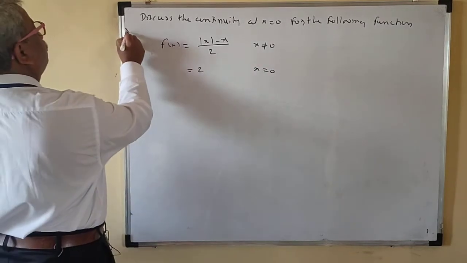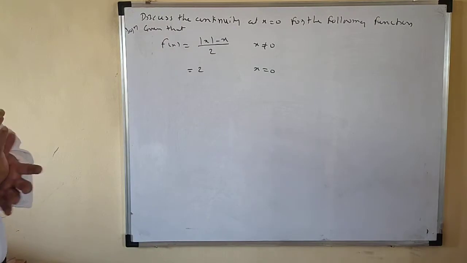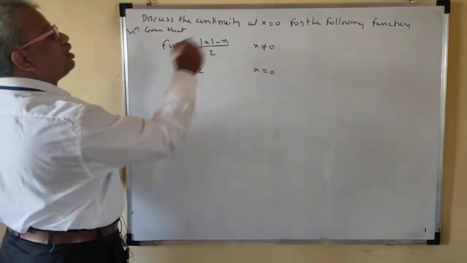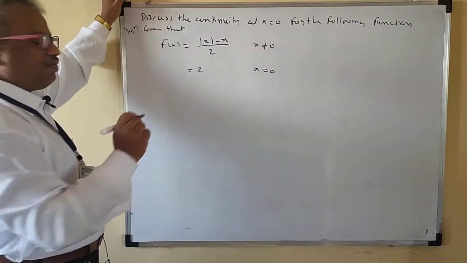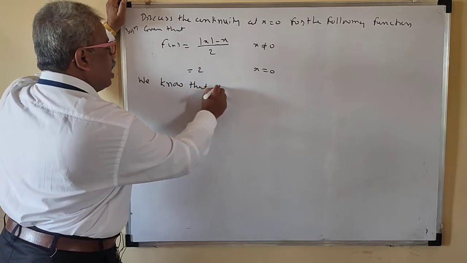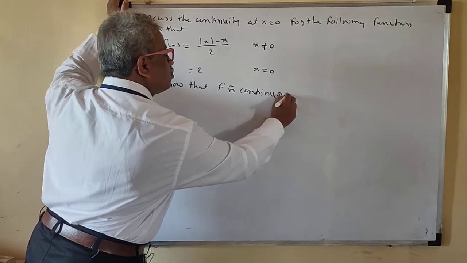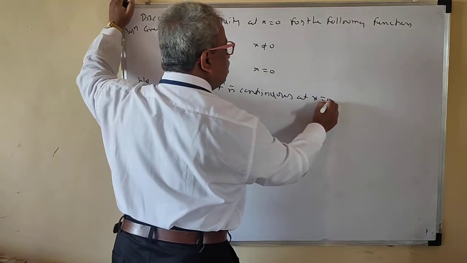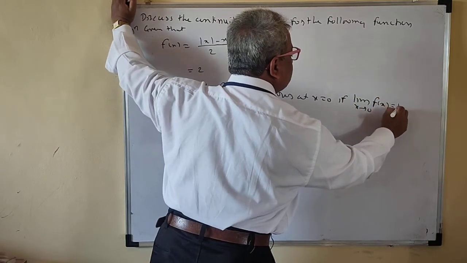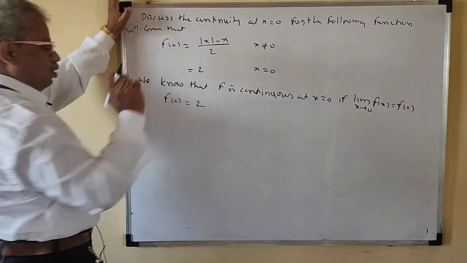Solution. Given that f of x is equal to (mod x minus x) upon x, and is equal to 2 at 0. We have to discuss the continuity at x is equal to 0. First we write the definition. We know that f is continuous at x is equal to 0 if limit x tends to 0, f of x is equal to f of 0. So the first part is very easy. First write the value of f of 0, which is 2.